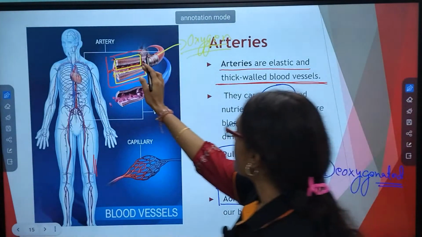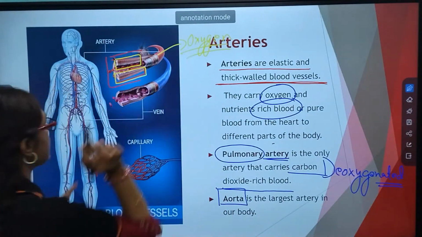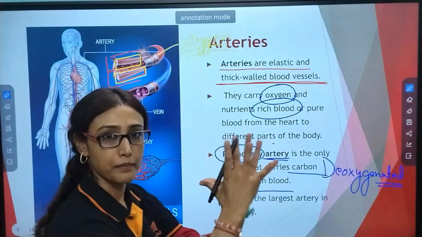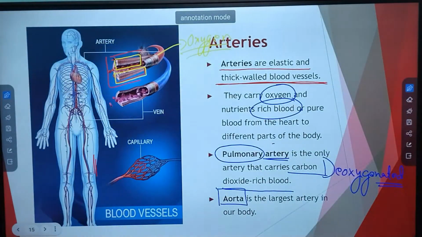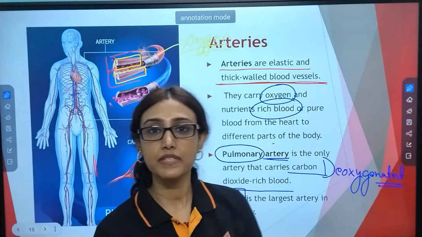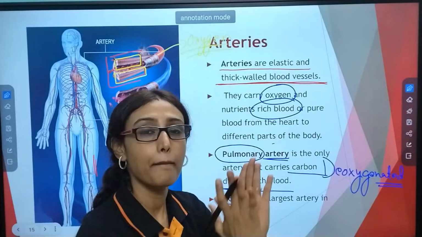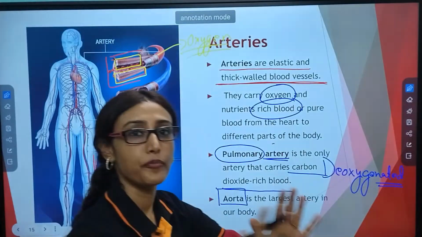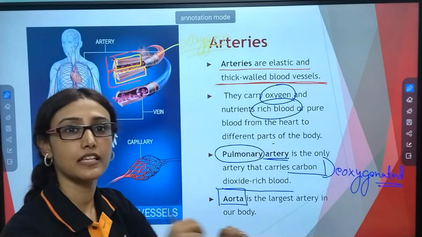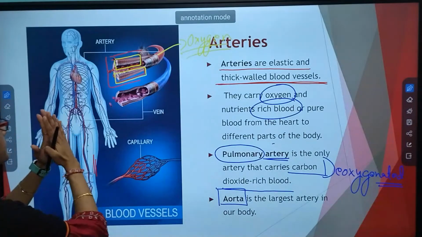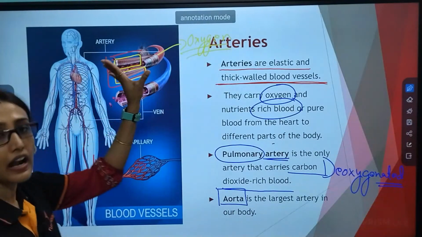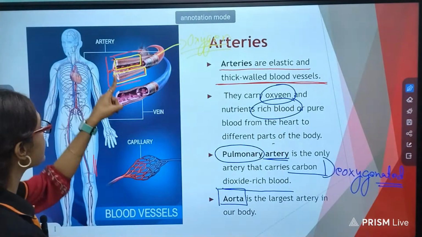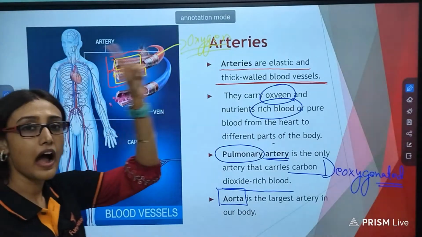See, the wall of the artery is so thick. Why? When the heart pumps blood, so much pressure is formed. When you pump something, pressure is required, so the heart needs to give extra pressure. So the blood flow through the artery is more in comparison to veins. That is why the walls of the arteries are thick.